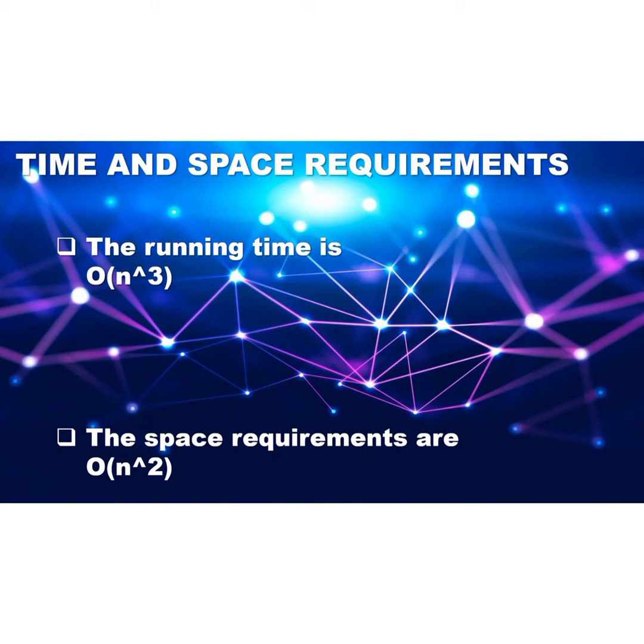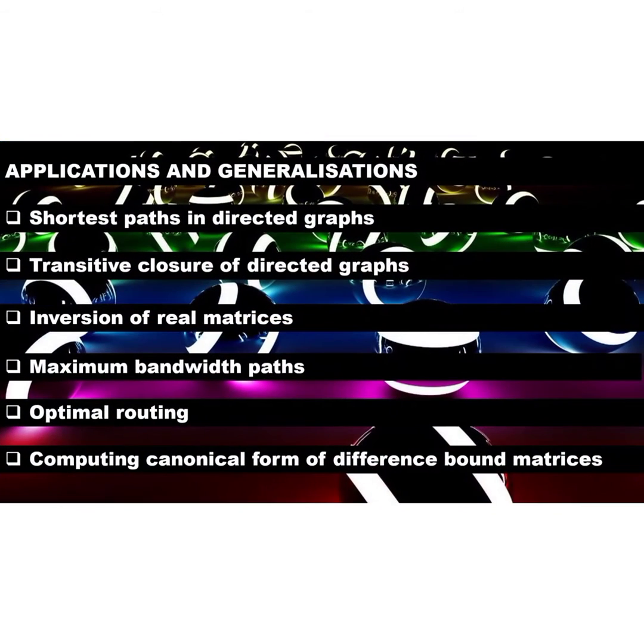The Floyd-Warshall algorithm runs in O(n cubed) time. This is because of the three nested for loops that are run after the initialization and population of the distance matrix M. The space complexity requirements are O(n squared). The Floyd-Warshall algorithm is completely dependent on the number of vertices in the graph.